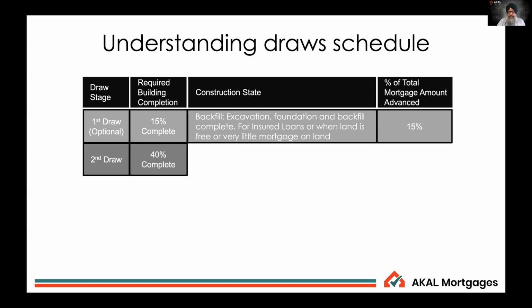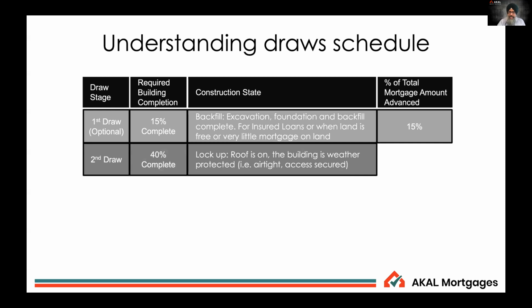And that is given when the building is 40% complete, including backfill, and then the lockup draw. It's typically called a lockup draw. The roof is on, the building is weather protected, airtight, access is secure. And that on its own constitutes about 25% of completion, this lockup draw. Second draw, but in this case, this is going to be the third draw.